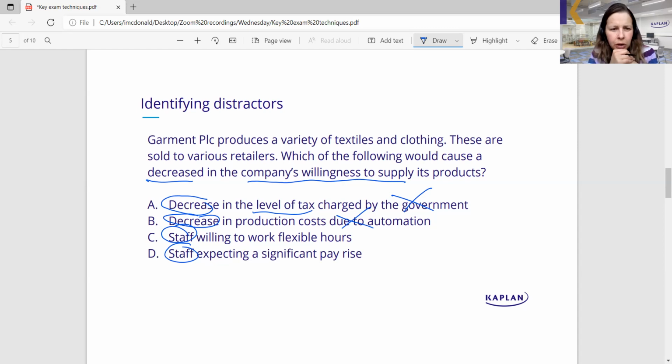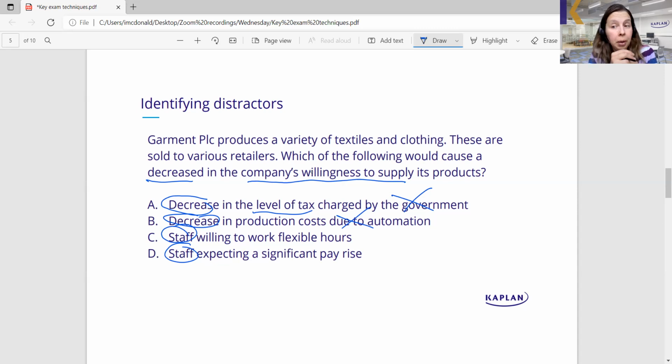We're still asking, both are to do with staff, but what could staff do to decrease our willingness to make those textiles and clothing? If staff are flexible, that's normally a good thing for the company. With flexible staff, the company would be able to make more. So if it's a good thing, it should not decrease our willingness to make our products.